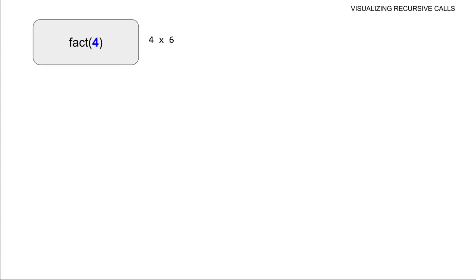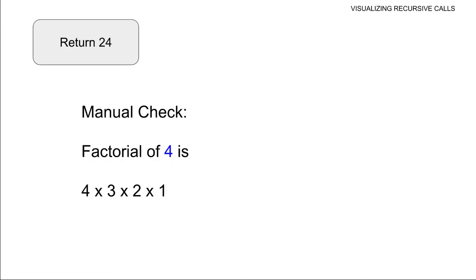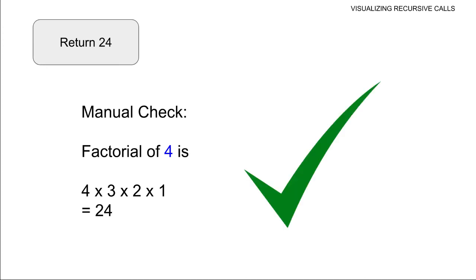Finally, we're back to the original function, which is the factorial of 4. And the factorial of 4 is 4 times the factorial of 3. And as we determined, the factorial of 3 is 6, which we found using recursion. So our final answer is 4 times 6, which means the factorial of 4 is 24. A manual check of the factorial of 4 results in 4 times 3 times 2 times 1, which equals 24. So that means our recursive function gave us the correct answer.